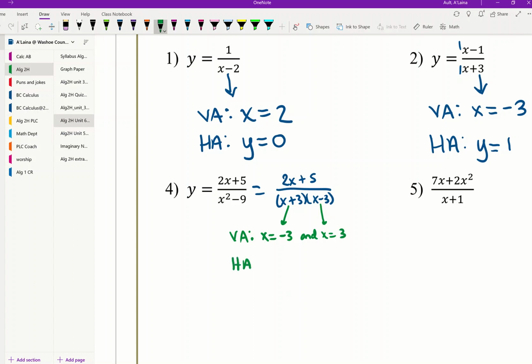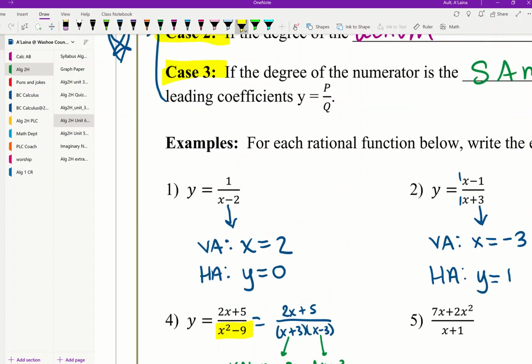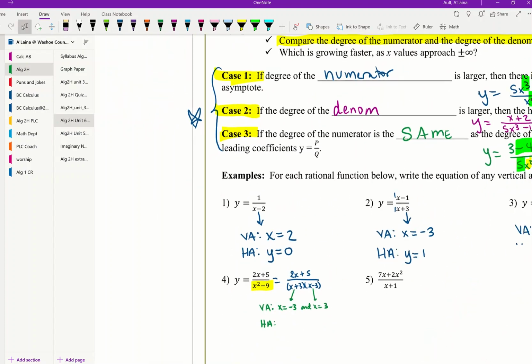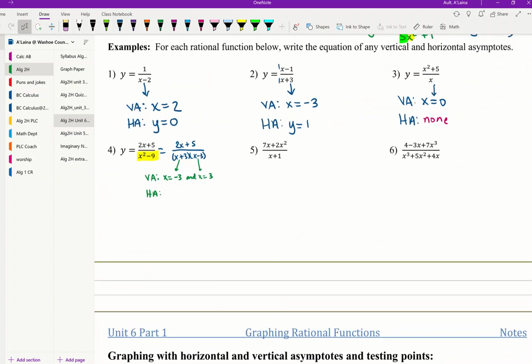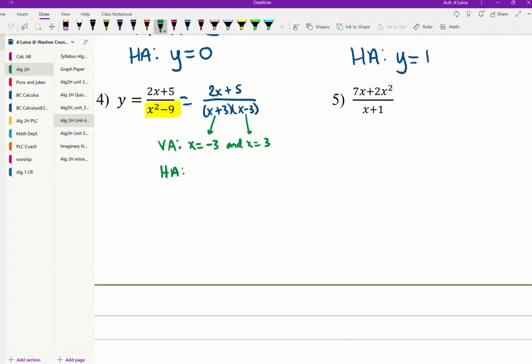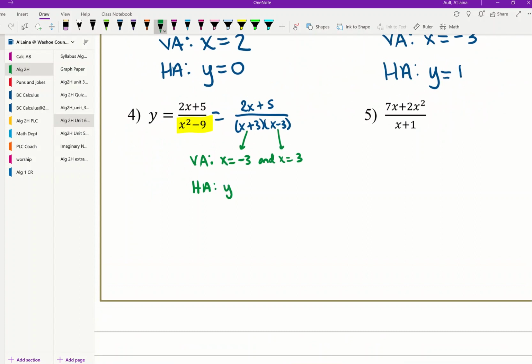For my horizontal asymptote, I have the larger degree on the denominator. So this is case 2, which tells me that the horizontal asymptote is at y equals 0. That's because I'm growing faster on the denominator. So I have something small divided by something big. And when we do that, we start approaching numbers that get close to 0.